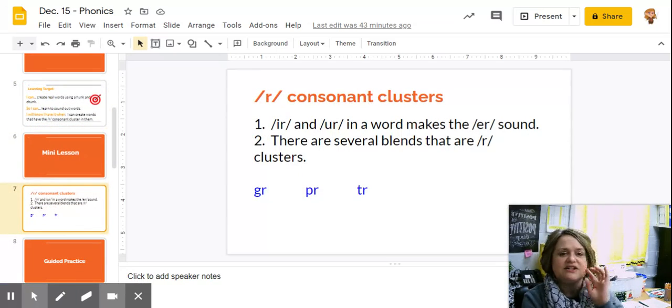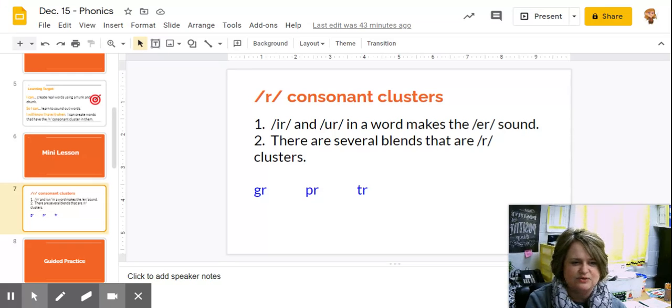So R consonant clusters, two different kinds of things. The first one is IR and UR. So IR and UR, whenever we see them in a word, they're still going to say the same sound. Okay, so they don't have a different sound, they just are spelled differently. So when we say it, we're still going to say it just like we would with ER.